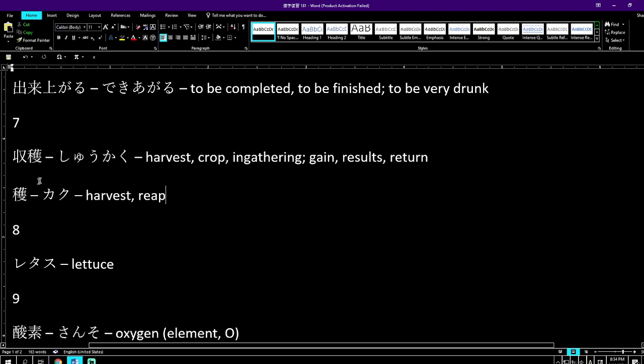Harvest or reap. Maybe the old bird is on the 2-branch tree and he's looking out at the grass that he's going to eat again. I guess birds aren't really herbivores, but that's how I'm gonna think of it. Kaku is to harvest or reap.